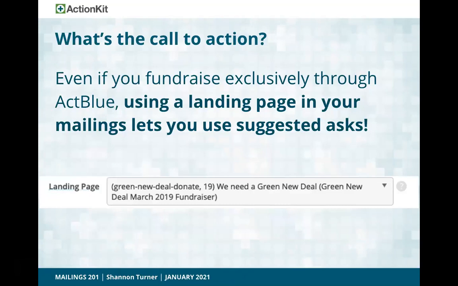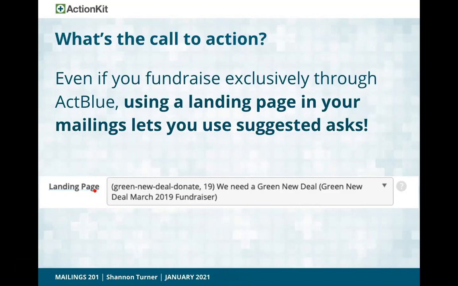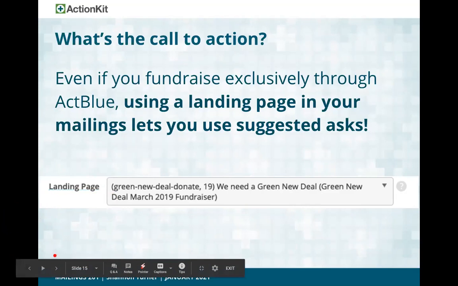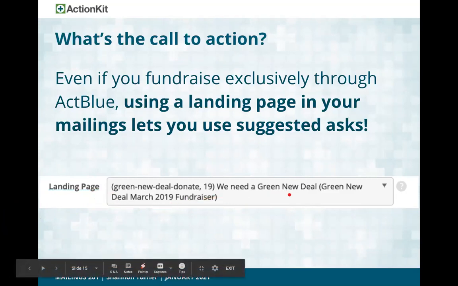So we just went through how to set up a suggested ask on a donation page, and now we need to connect it to our mailing. So to do this, we need to set the mailing's landing page, which is the call to action. If this were a petition mailing, the call to action would be sign this petition on the petition page. But of course, this is a fundraising email. We're going to send a donation page as the landing page. So again, whether you fundraise entirely in ActBlue or entirely in ActionKit or a mix of the two, use a donation page as your landing page, and this lets you use a suggested ask in your mailing.